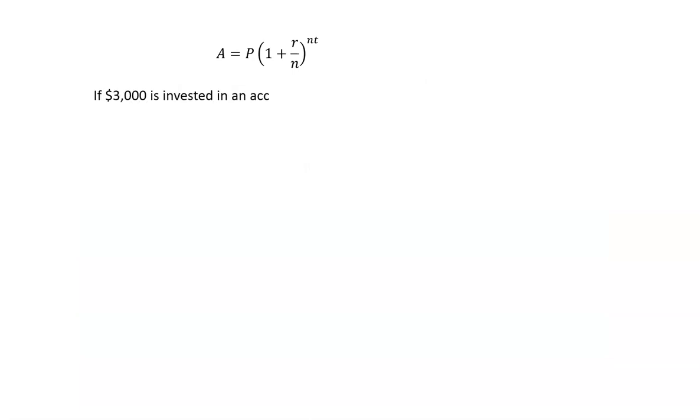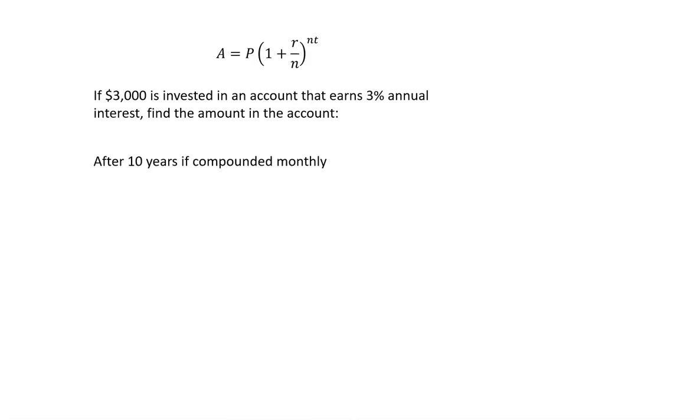So now I want you to try this one. If $3,000 is invested in an account that earns 3% annually, find the amount that's in the account after 10 years if it's compounded monthly. Pause the presentation, figure it out. Let's see if you get the right answer. Setting this up correctly.